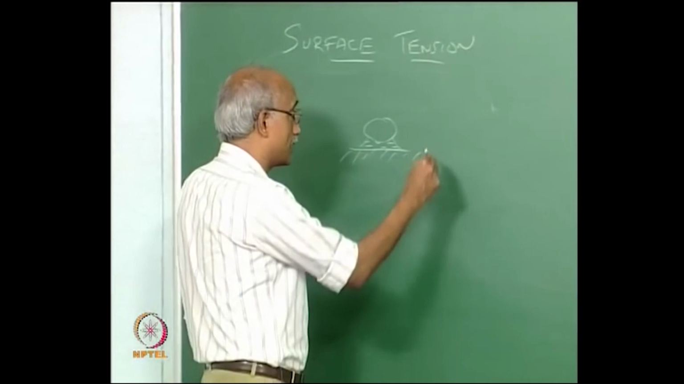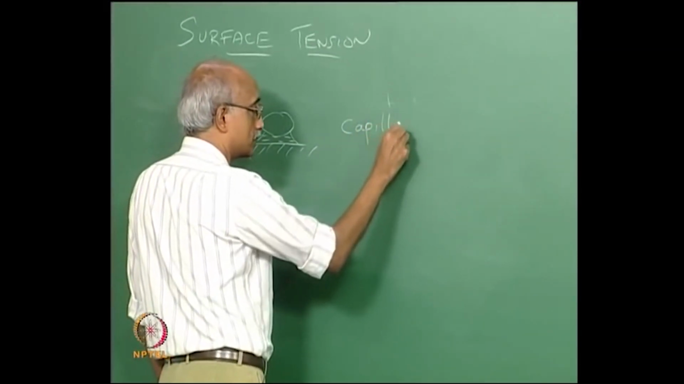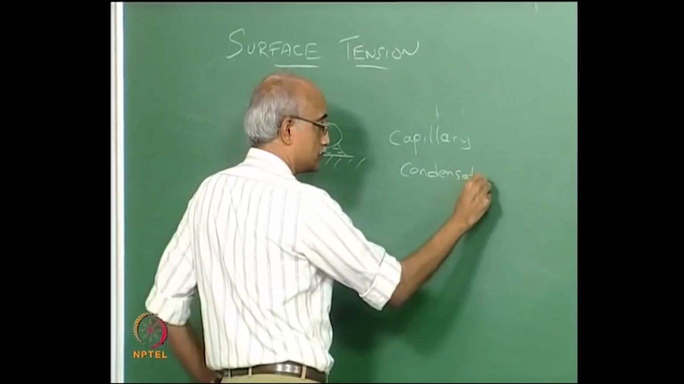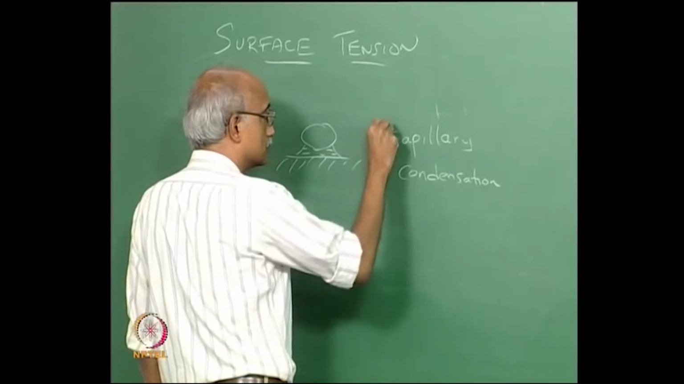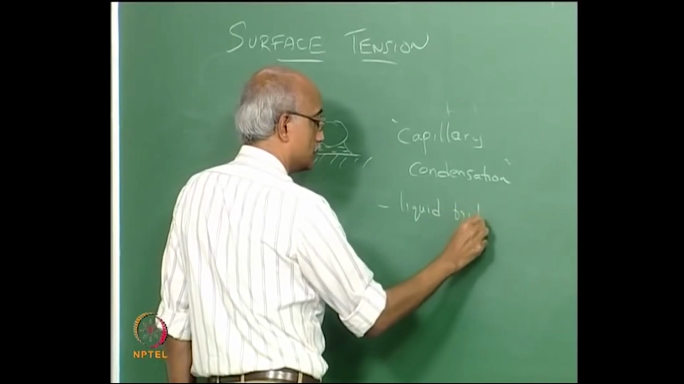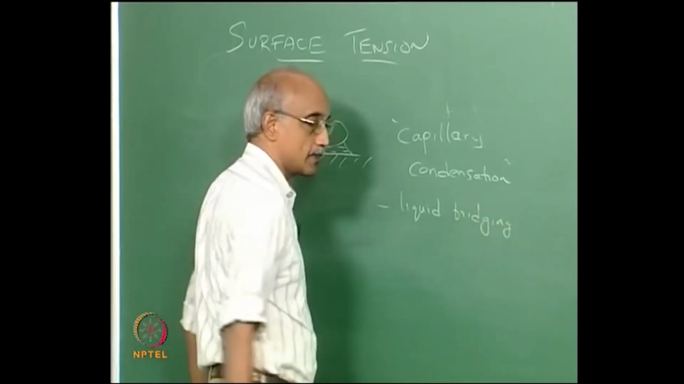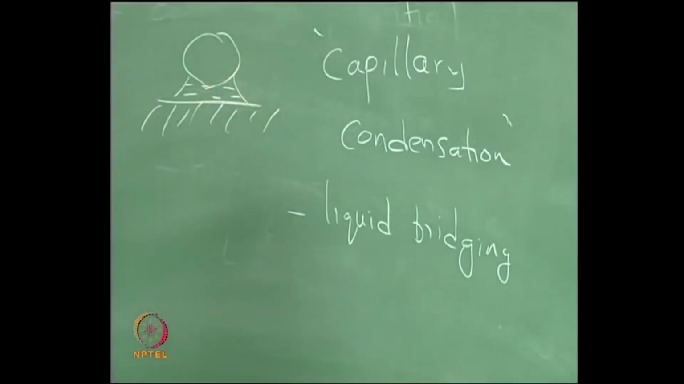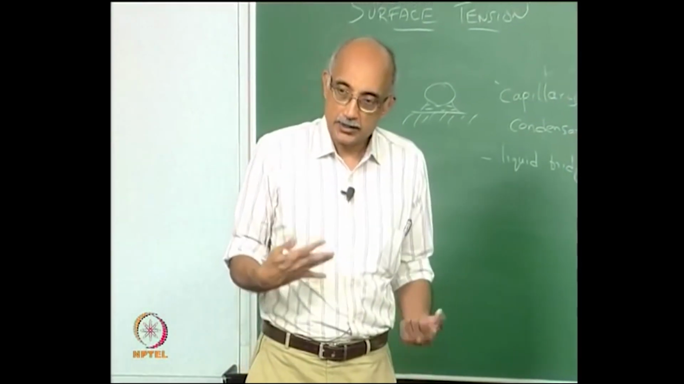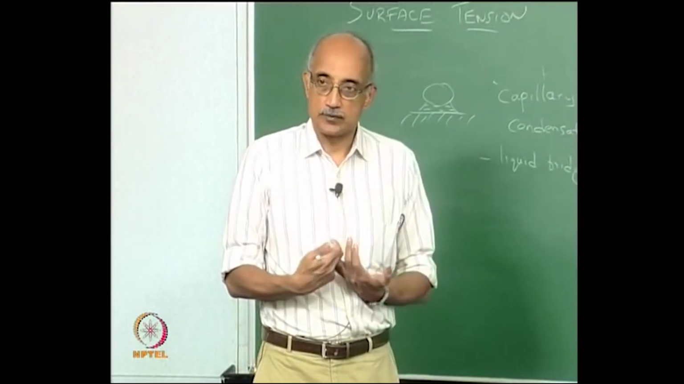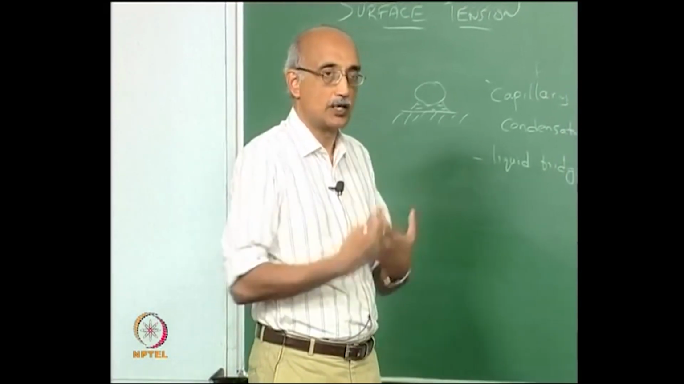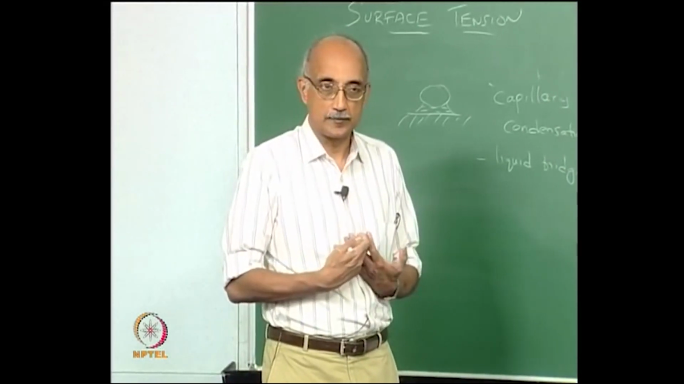Now, this process is known as capillary condensation. Also known as liquid bridging. It simply reflects the fact that the liquid will try to get into the interface between the particle and the surface. It will try to wet the interface, and as it does, it will provide a surface tension force. Now, surface tension forces are always attractive. Surface tension forces will try to draw the particle to the surface and make it stick there.